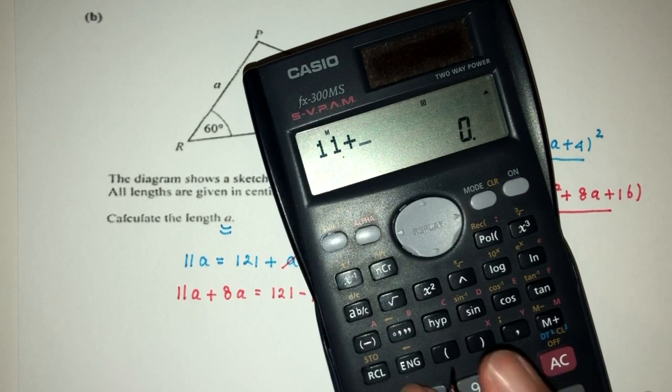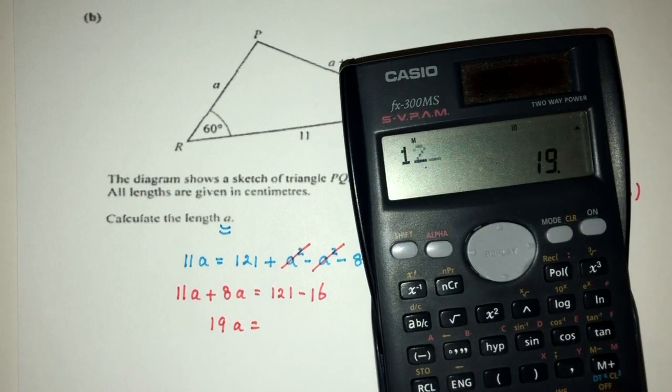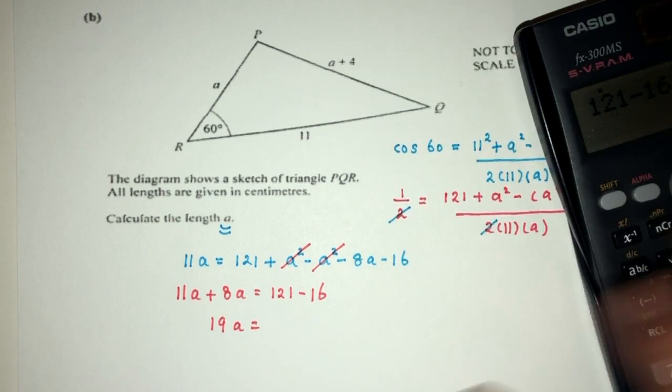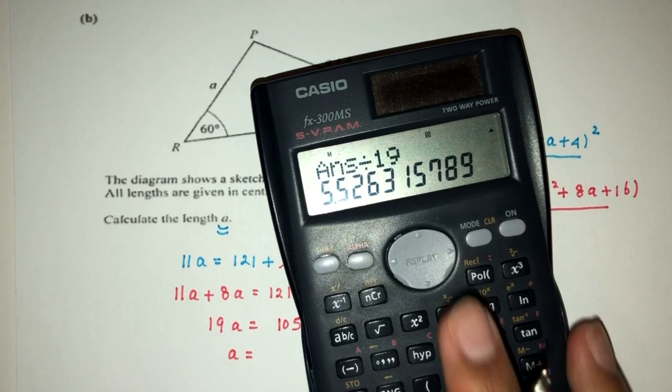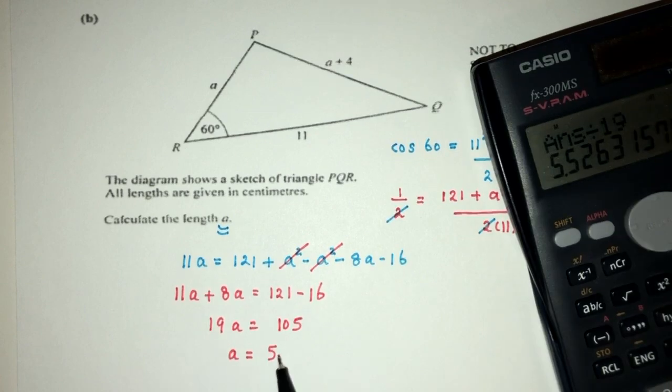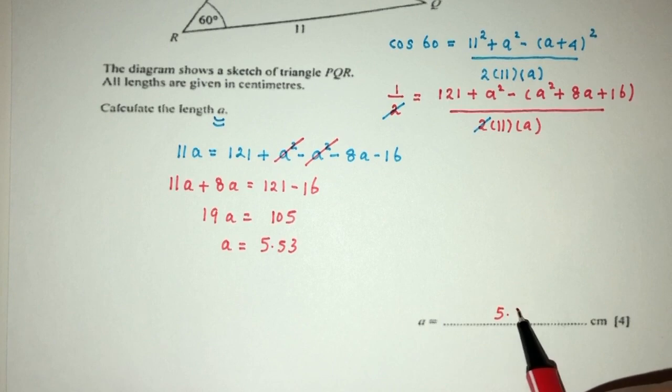So 11 plus 8 should be 19a. 121 minus 16 should give you 105. So a has to give you what value? 105 divided by 19 should give you the value of 5.53, correct to 3 significant figures. That is the value of a.